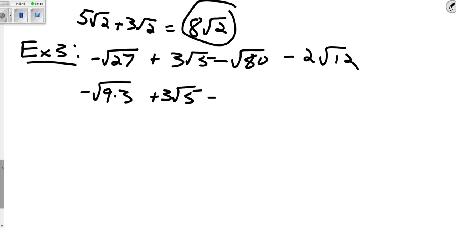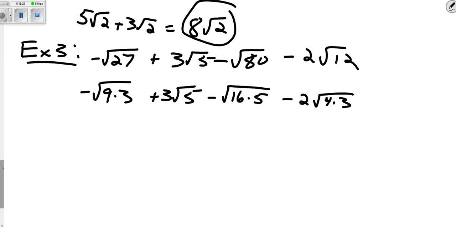Now, 80. I'll do this one first, and I'll go back and explain how I knew how to do this. I know 80 is 16 times 5. I'm just trying to get them the same. I'm going to look for 5. Okay, so that's where I'll go with this. 12 is just 4 times 3, right? 6 times 2 won't give me anything.